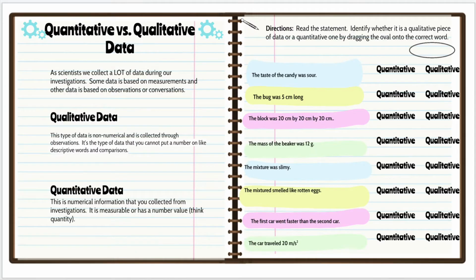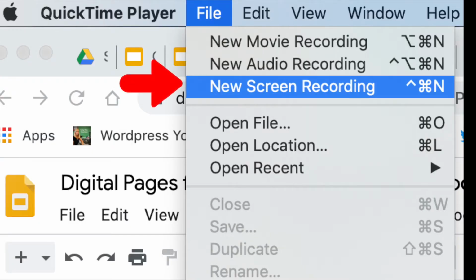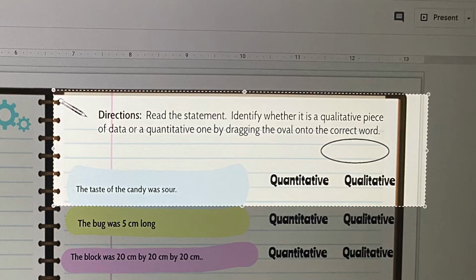Start by opening your interactive notebook page, then open QuickTime. You're going to want to select File and New Screen Recording. The screen recorder will then give you a plus sign, which you're going to drag to draw a box. You want to draw that box around only the section you're trying to screen record. In this case, I'm trying to do a screen recording of what it will look like when I drag the oval over the word qualitative.